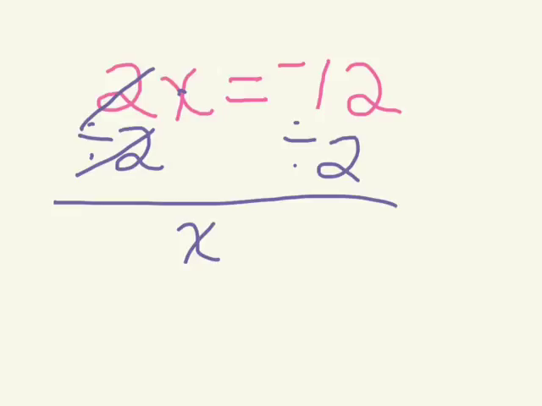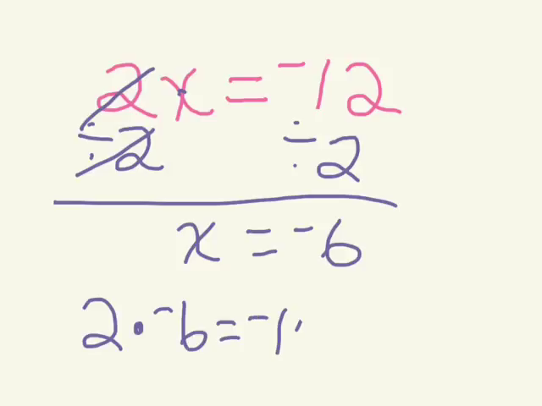And then negative 12 divided by 2 is negative 6. So I found my value of x. It's negative 6. You're going to want to check 2 times negative 6. Yes, it does equal negative 12. It works out. Everything's good.